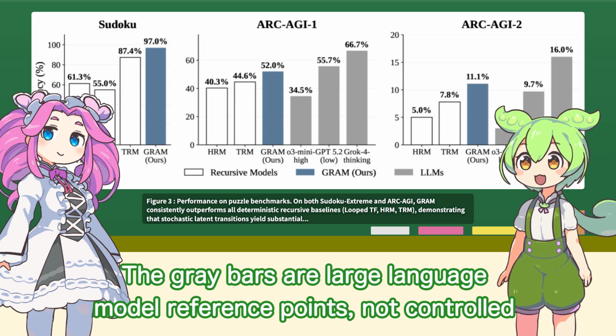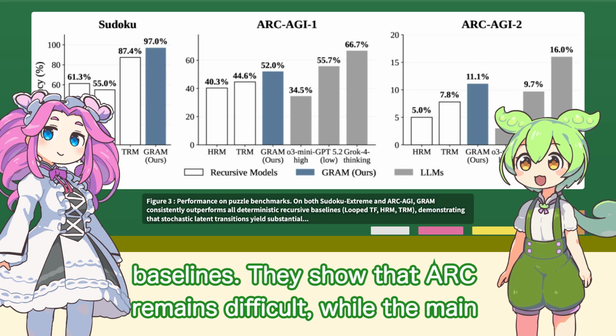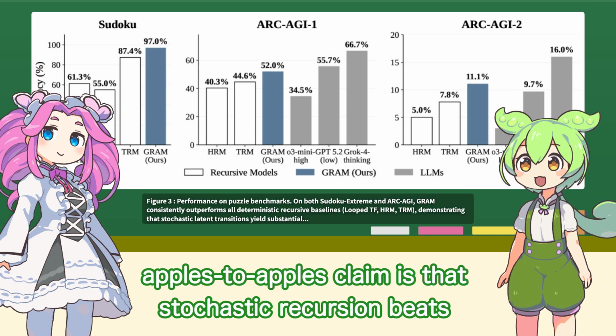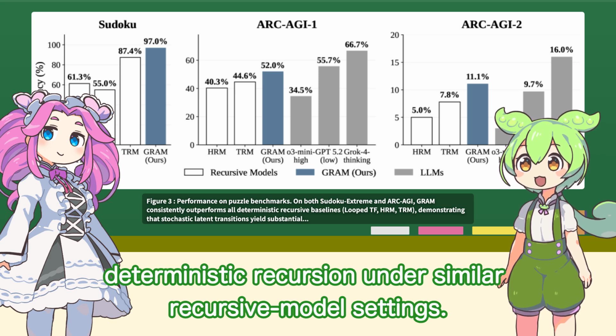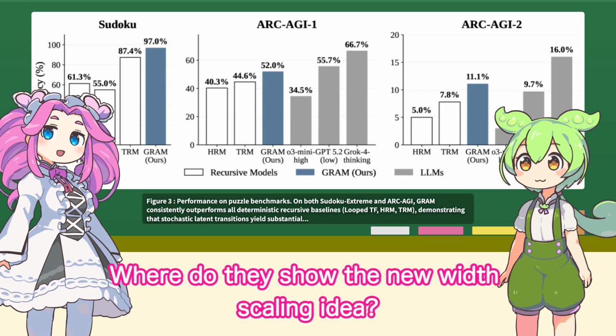The gray bars are large language model reference points, not controlled baselines. They show that ARC remains difficult, while the main apples-to-apples claim is that stochastic recursion beats deterministic recursion under similar recursive model settings. Where do they show the new width scaling idea?